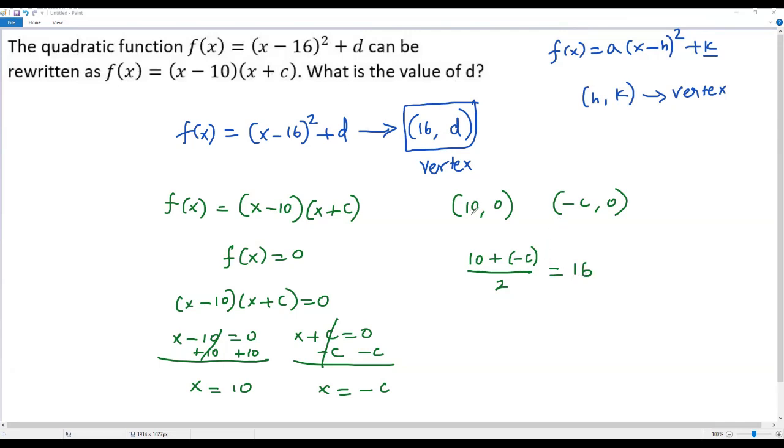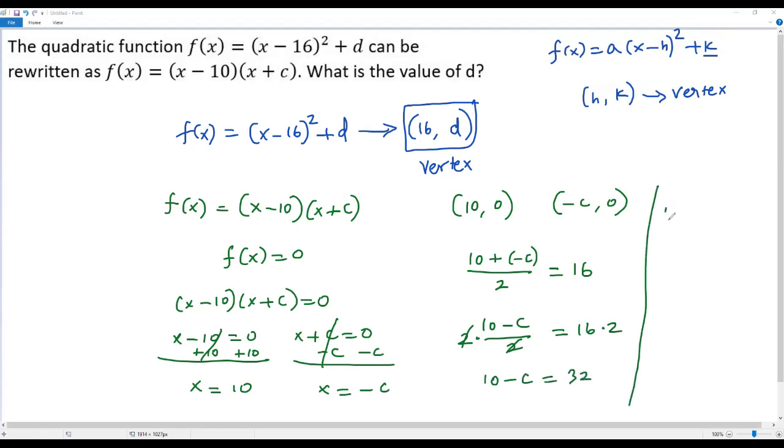So whenever you find the average of the x-coordinates at the two x-intercepts, it must be equal to the x-coordinate at the vertex. Now we can solve for c in this equation: (10 + c)/2 = 16. To solve for c, I have to get rid of this 2, so I multiply both sides by 2. Then the 2 will cancel out. I'm getting 10 + c = 16 times 2, which is 32.